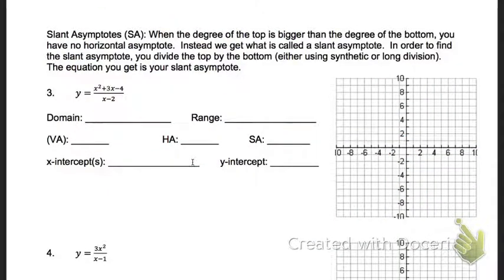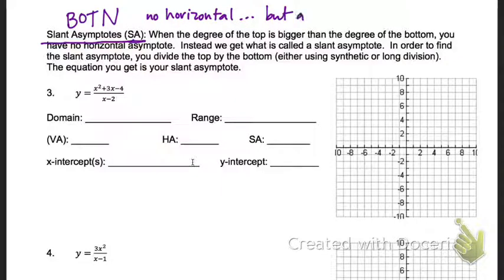The last thing we will learn today is a slant asymptote. So when we talked about bigger on top is none. When this occurs, you have what we call a slant asymptote. So you don't have a horizontal, but a slant. And slant just means like a diagonal asymptote.